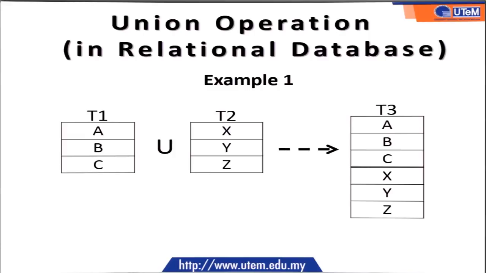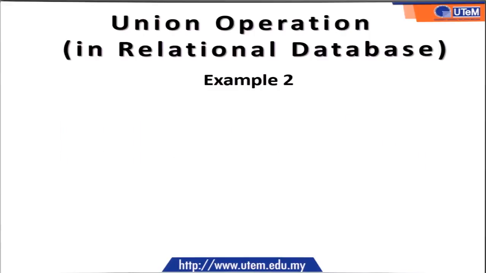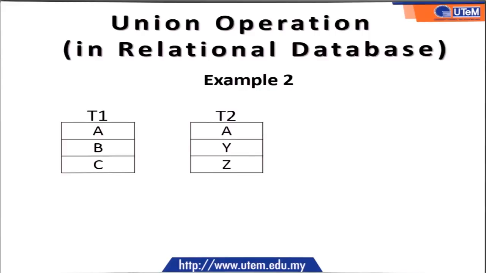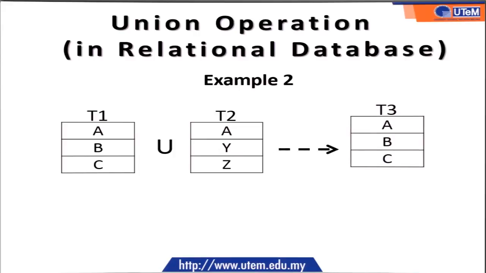Now let's look at another example. In this example, table T1 contains row A, B, and C, while table T2 contains row A, Y, and Z. T1 union T2 will produce T3, which contains a copy of all rows from T1 and a copy of all rows from T2. In this example, there is duplicate row, and this row is dropped.